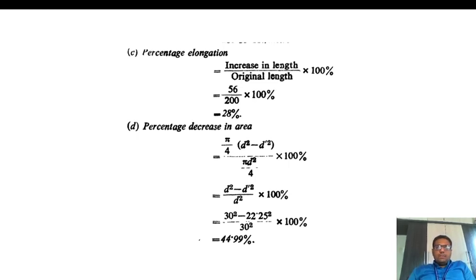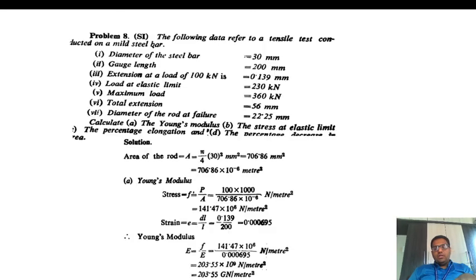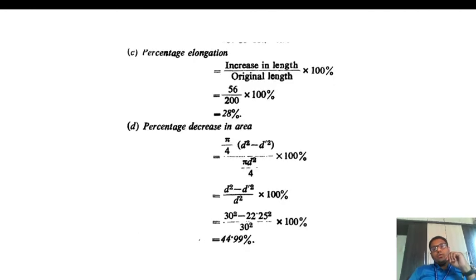Percentage decrease in area is initial area minus final area divided by initial area. The initial diameter of the steel rod is 30. See the last point of the given data: diameter of the rod at failure is 22.25. So the initial diameter is 30, final diameter is 22.25. Those values we will put here, and after calculation our percentage decrease in area is 44.99%.